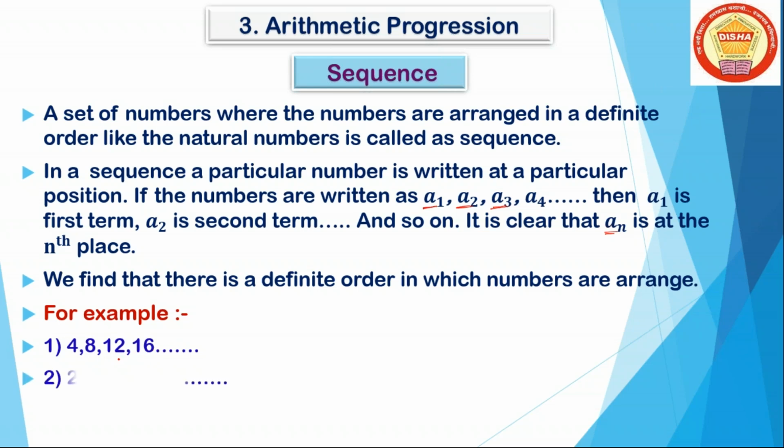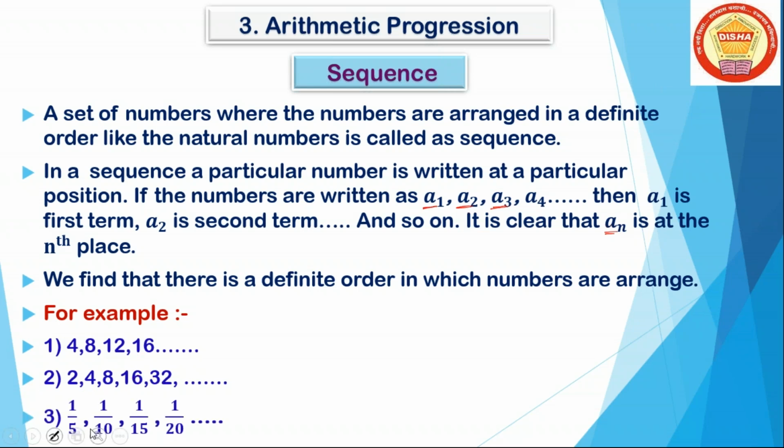Then see the next example: 2, 4, 8, 16, 32. What is the rule for this given sequence? If we see all the terms, we conclude that if we multiply the first term 2 by 2, 2 twos are 4. Then again we multiply by 2: 4 twos are 8, 8 twos are 16, 16 twos are 32 and so on. Again there is an order, and the numbers are arranged on that order. So it is a sequence.